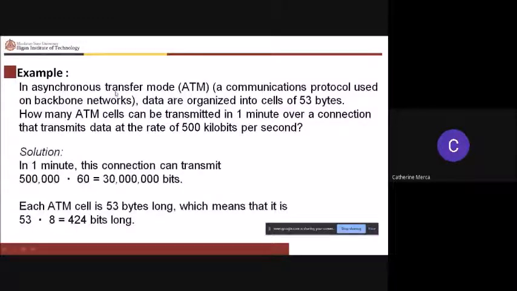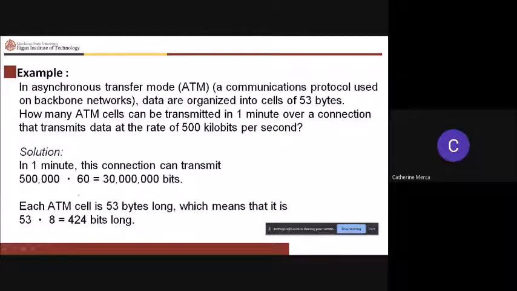Example 2. In asynchronous transfer mode, ATM, a communications protocol used on backbone networks, data are organized into cells of 53 bytes. How many ATM cells can be transmitted in 1 minute over a connection that transmits data at the rate of 500 kilobits per second? So in 1 minute kay pila ka seconds man na? 60, di ba? So that is how many can be transmitted in 1 minute.